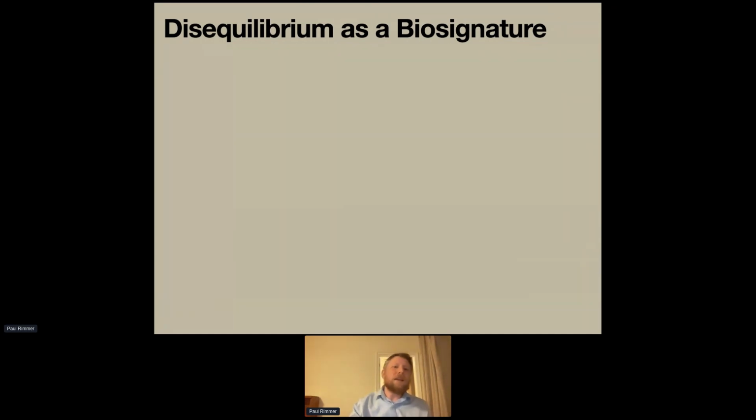So what does this mean, again, disequilibrium as a biosignature? It turns out that this is quantifiable. And it's quantifiable in terms of the Gibbs free energy, which is measured in kilojoules. It's a measure of energy. The Gibbs free energy is most appropriately applied to places like atmospheres because it's a thermodynamic quantity holding temperature and pressure as constant.